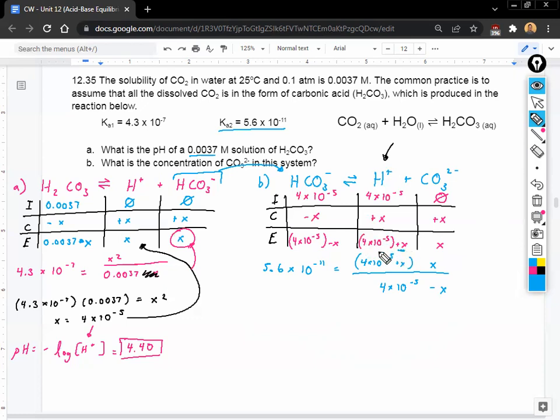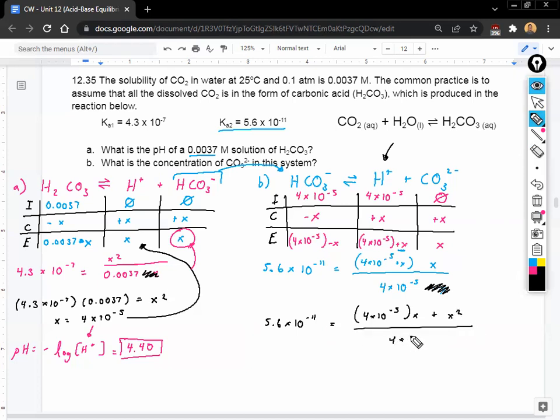I can't get rid of plus x, because if I do that, I'll get the same number as the first ice table, right? So if I'm looking for H plus concentration, I can only get rid of the change for the weak acid. So I'll get rid of the minus x on the bottom, but I would keep this x right here. Okay, so if I rewrote the equation, it would be 5.6 times 10 to the negative 11 equal to 4 times 10 to the negative 5x plus x squared.